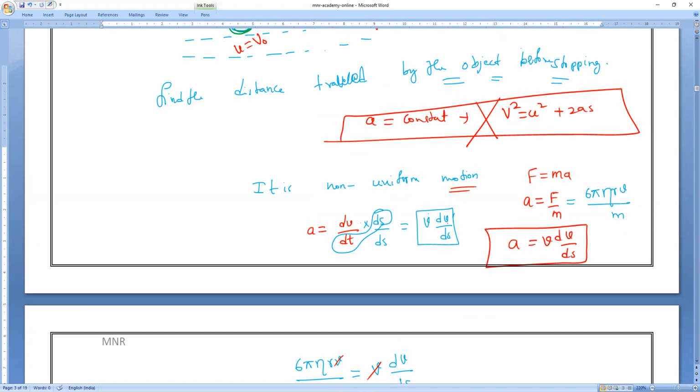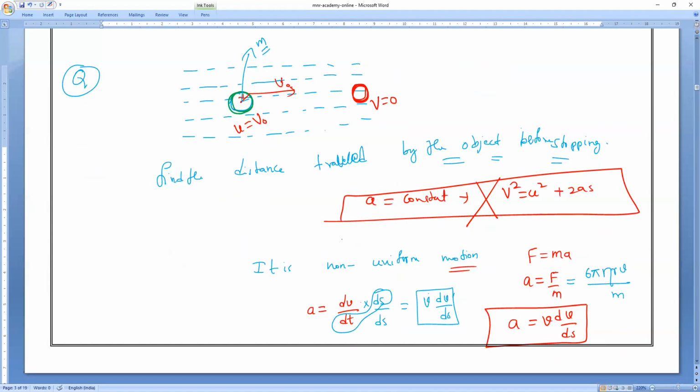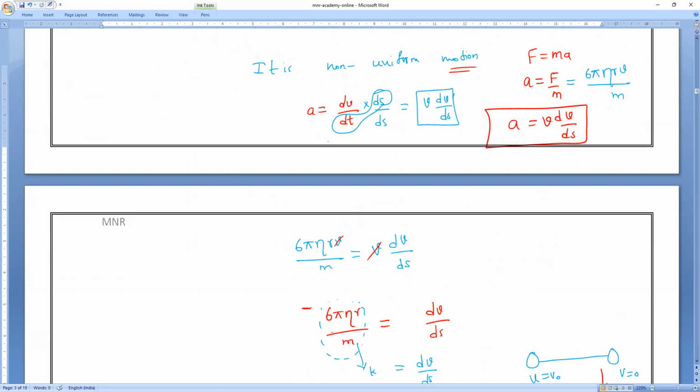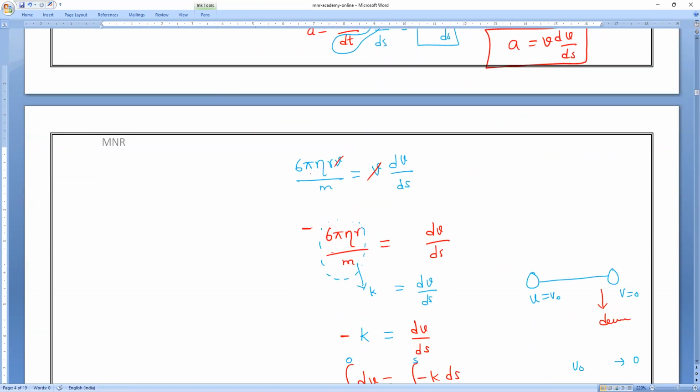From the beginning of this class 11, we are studying this. So with the help of that, we find the distance traveled by the object before stopping. Acceleration is equal to v dv by ds. And the acceleration is decreasing, so the value will come negative. So minus of 6 pi eta r divided by m is equal to dv by ds. All these are constant, so I'm considering them as k.